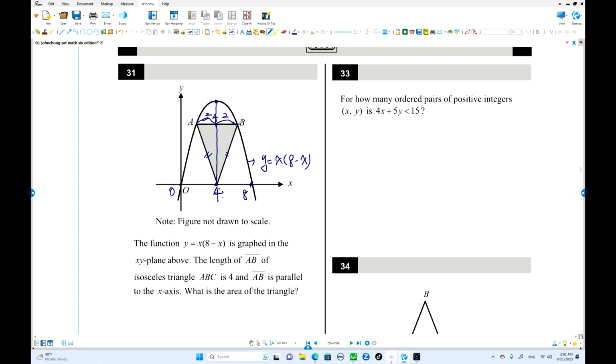So 4 plus 2, this x coordinate will be 6. So we can find the height here, okay, when x equals 6. When x equals 6, y is what? 6 times 8 minus 6, which is 2, that is 12. This height is 12. What is the area of these triangles? 4 times 12 divided by 2. 24 is the answer, right?